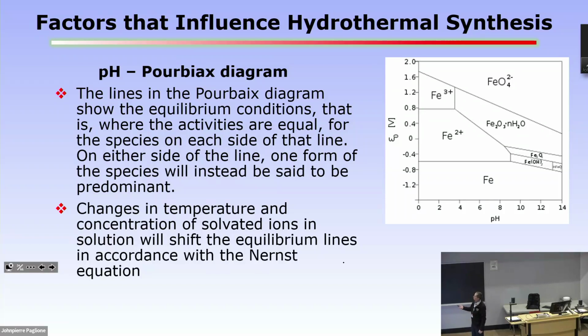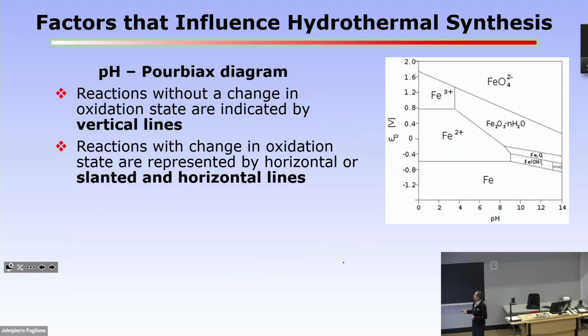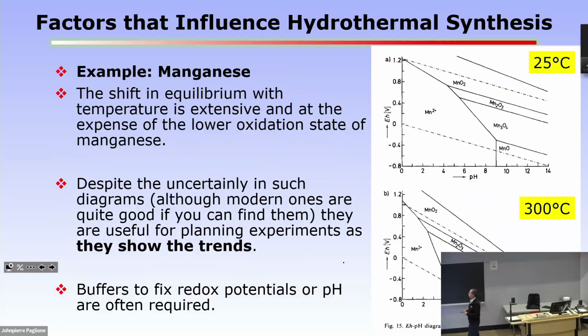Now, as always, change in temperature and concentration is going to mess things up. This is at STP. Hydrothermally, you're no longer at STP, nor do you necessarily have those concentrations. So if you look at the diagram here for manganese at 25 and a calculated one at 300, you can see how they shift drastically with not a significant temperature change.